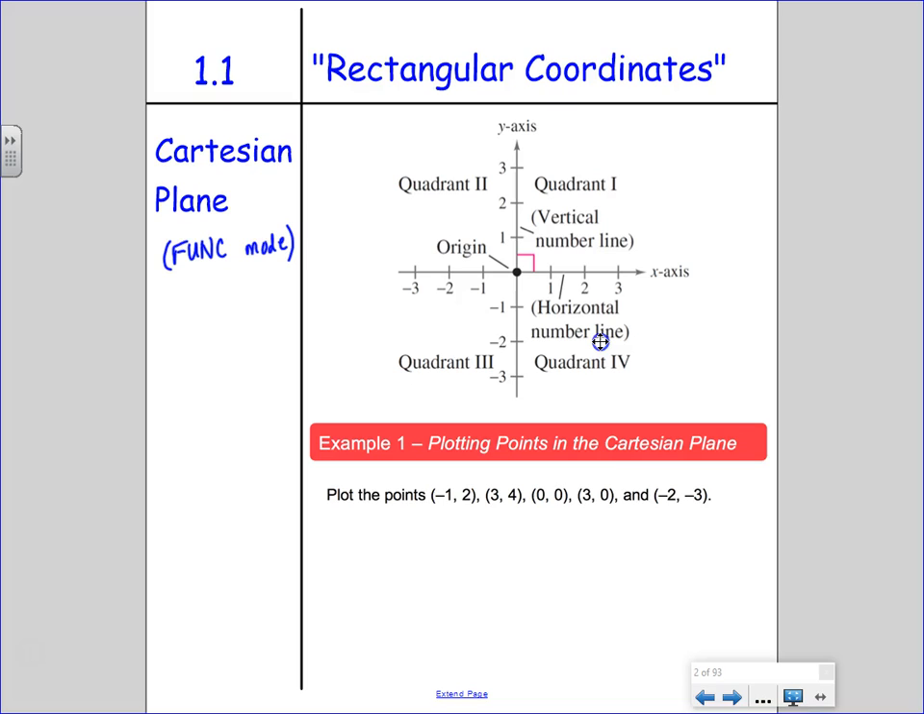But otherwise, I want you guys to go ahead and, don't actually plot the points, I want you to visualize. Most of you haven't gotten down to plotting the points anyway, and that's okay. There's a lot of writing. Yes, you can abbreviate. Yes, you can shorten. So I want you guys just to visualize what quadrant would the point -1, 2 be in, what quadrant would 3, 4 be in, what quadrant would 0, 0 be in, what quadrant would 3, 0 be in, or how would you describe it? And what quadrant would -2, -3 be?